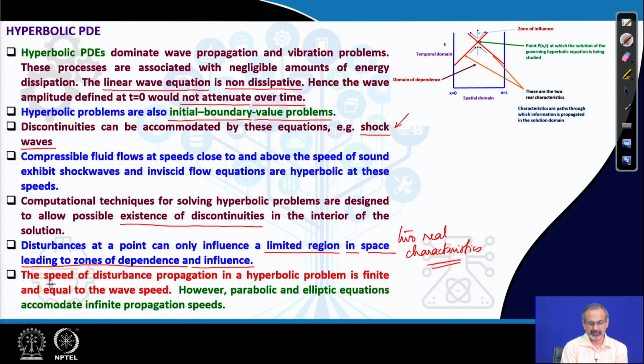Another very important point, the speed of disturbance propagation in a hyperbolic problem is finite. It is equal to the wave speed. You may recall that in the linear wave equation we had a velocity of the wave. So, the waveform was propagating with that velocity, either towards a positive x or a negative x direction, when we were considering a one dimensional linear wave equation. However, in parabolic and elliptic equations, we see infinite propagation speeds of disturbances or information.